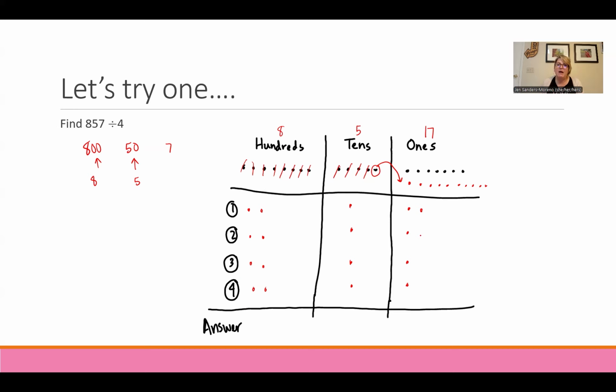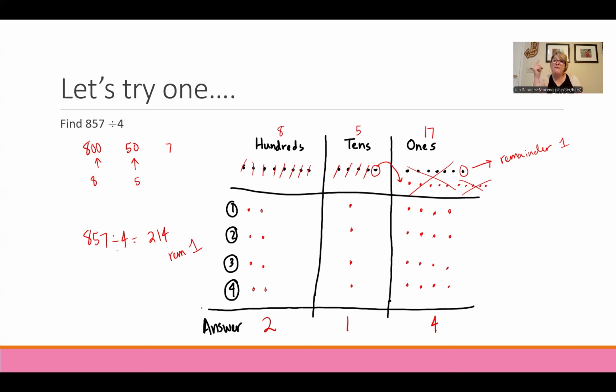Okay, so we can count it out. We're to 8 now. We're to 12. And finally 16. So we basically crossed off everything except for 1. So I'm just going to do a giant cross off to make it go a little bit faster. This is our 1 left over. So we have a remainder. Okay. So what's my final answer? I have 2, I have 1, and I have 4, and a remainder of 1. So 857 divided by 4 is 214 with a remainder of 1.